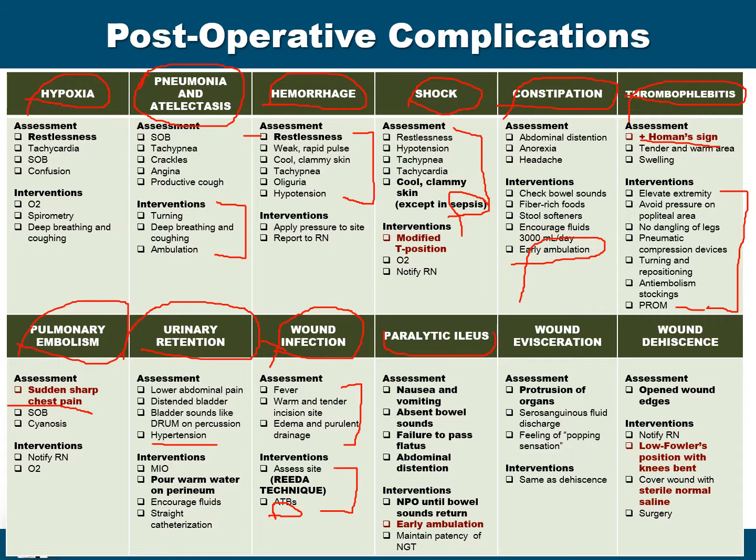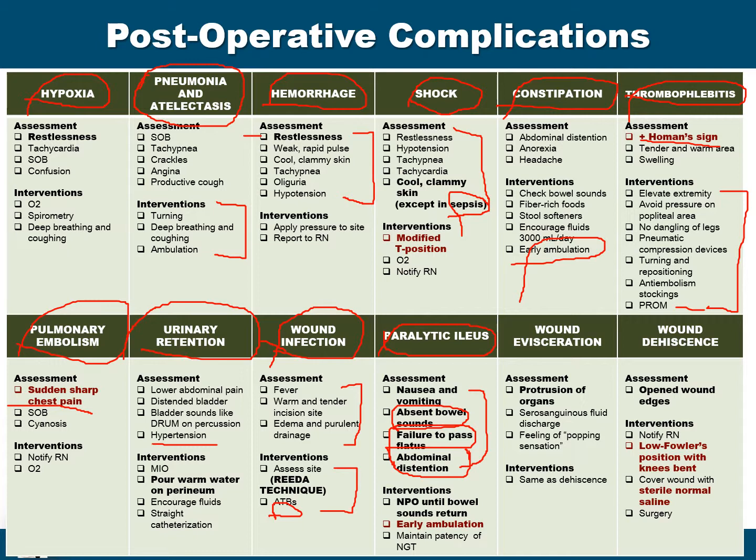Another important complication is paralytic ileus, which is basically the lack of peristalsis after surgery. Our assessment findings are the following: nausea and vomiting, absent bowel sounds, failure to pass flatus, and also abdominal distension. All of these three are usually found in the NCLEX exam. So it's very important to assess the patient for paralytic ileus after surgery.